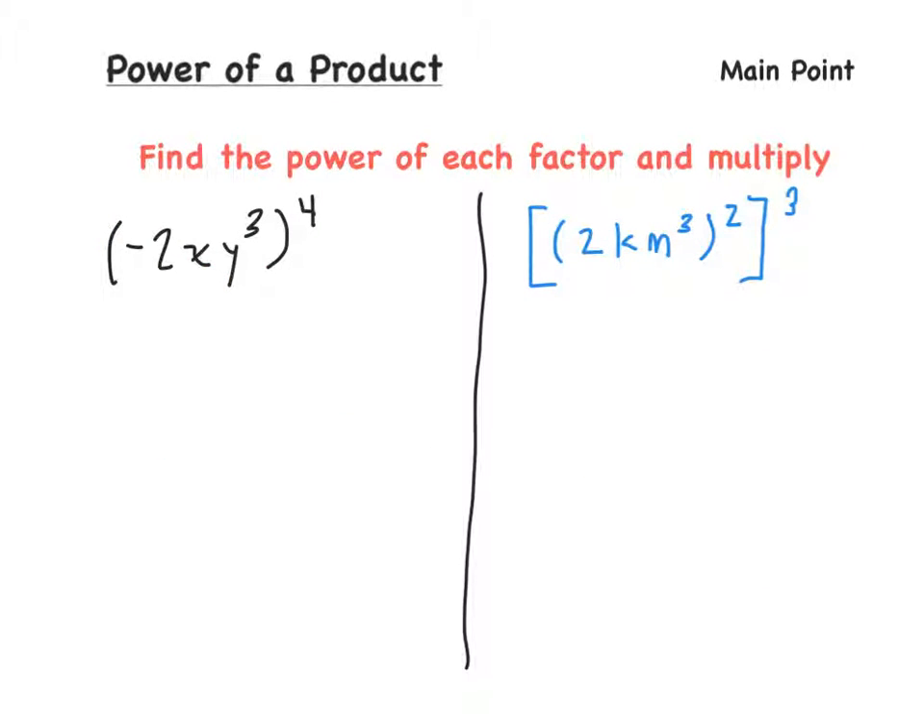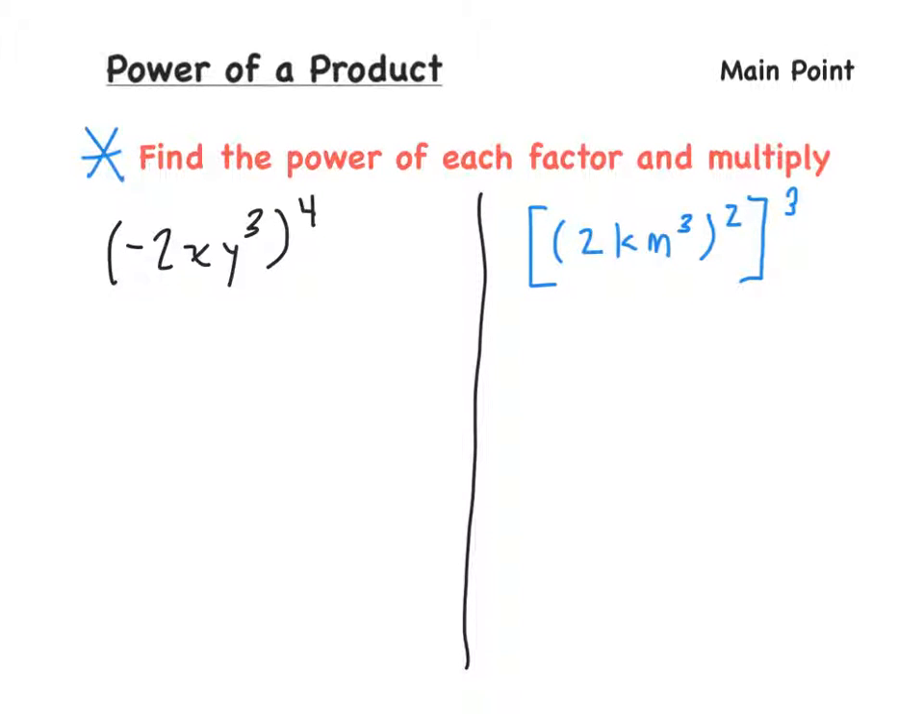So now we're trying to find the power of a product. By that, I'm going to show you, if you look down here off to the left, we have a product here because we have these three things being multiplied. And it's also being raised to a power. So this is the power of a product. To do that, you would find the power of each factor and multiply. So I'm going to do the first one for you, and then I'll let you do the second one.